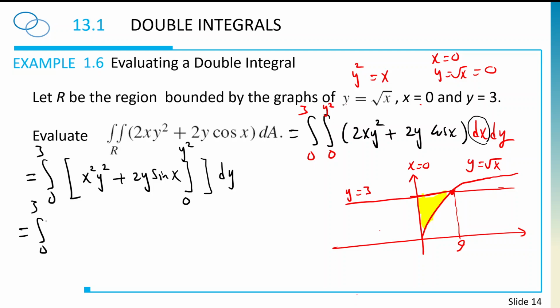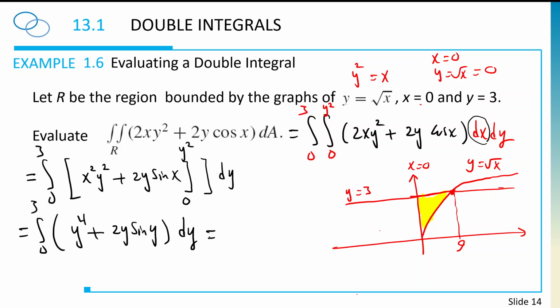From 0 to 3. Now I replace y squared. Each x, I replace it with y squared. This is x squared, y squared, so this is now y to the power of 4, plus 2y sine of y squared, minus 0. Think about the 0: sine 0 is 0, nothing. It's only 0. And now I need to repeat the integration, but with respect to y.